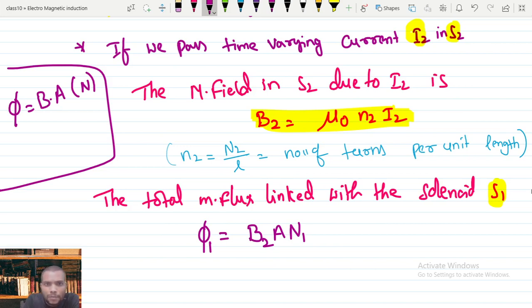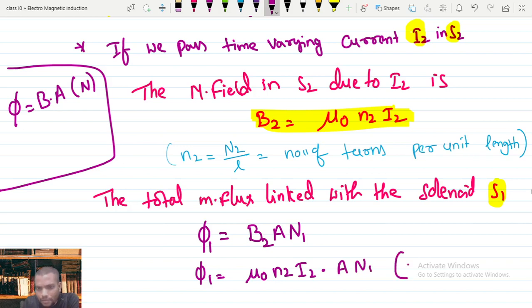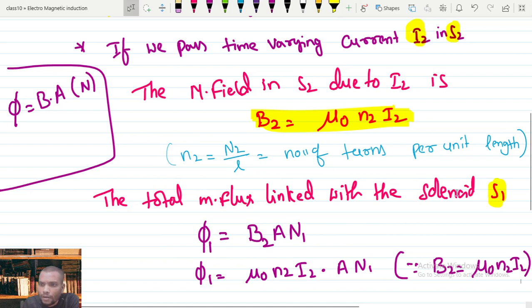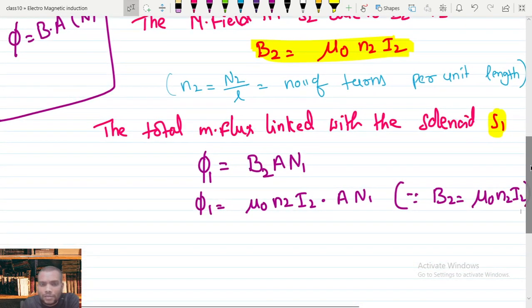Now if you substitute the B2 value here, flux phi 1 equals, in the place of B2 I can put the value mu naught times little n2 times I2 times A times N1. Since here B2 equals how much is it? Mu naught times n2 times I2. Okay, so this is the flux phi 1, and we know the mutual inductance formula.